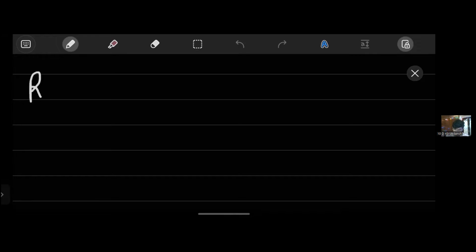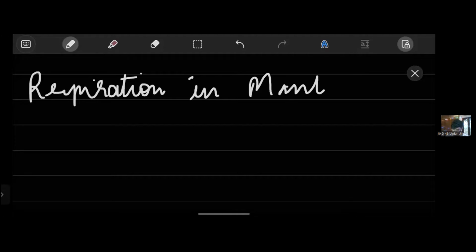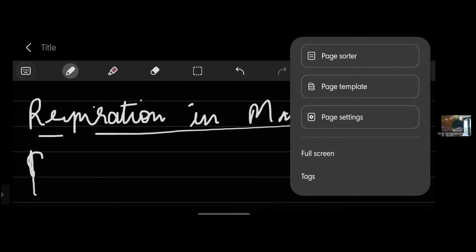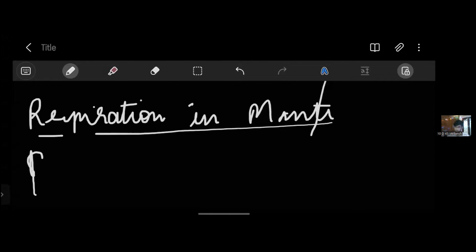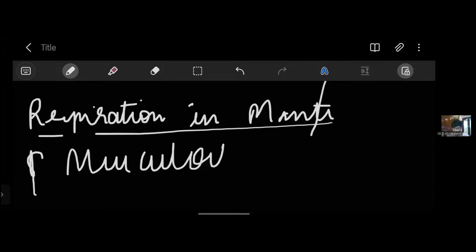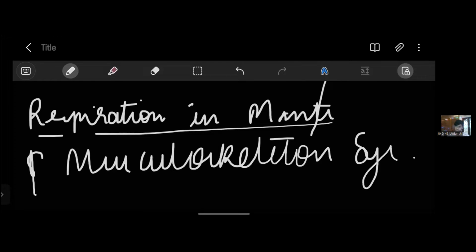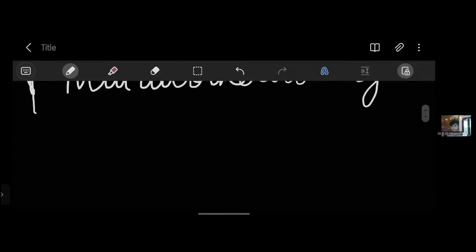We are studying today respiration in plants. And just give me a second. Let me just change the page template. Yeah. Respiration in plants as well as musculoskeleton system. Cool. So let us get into firstly what is respiration.